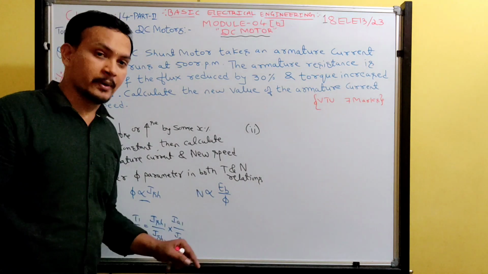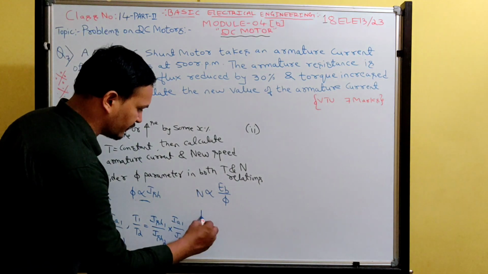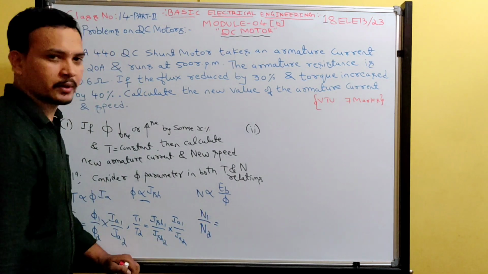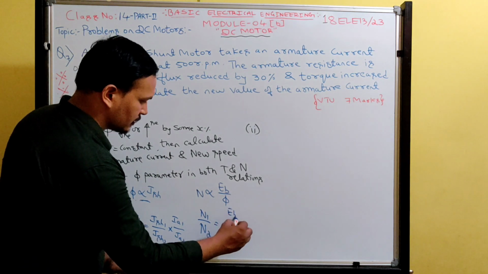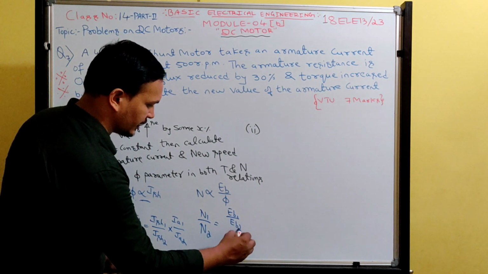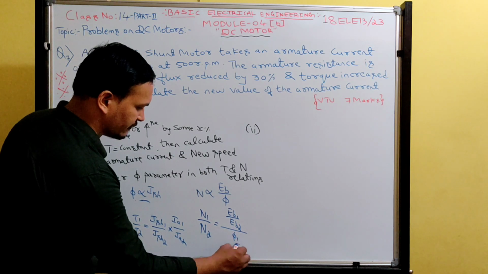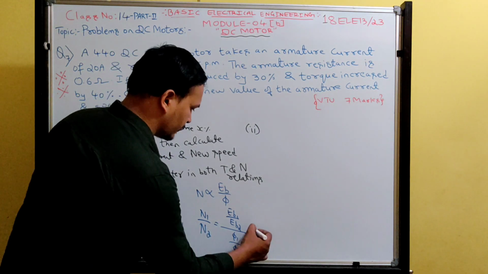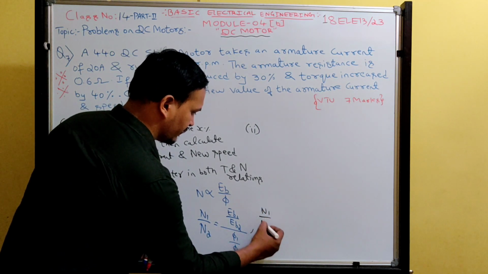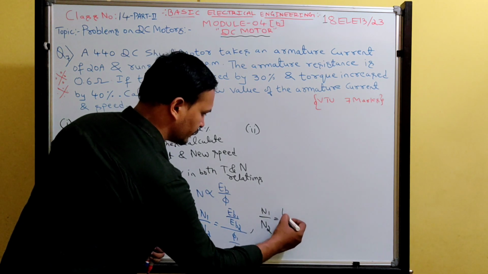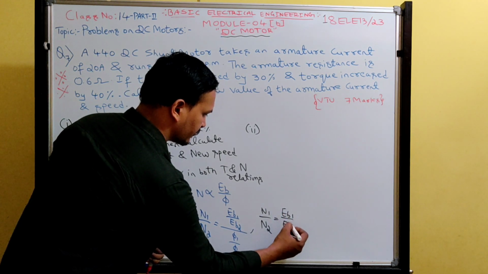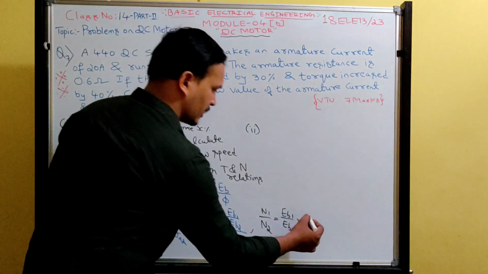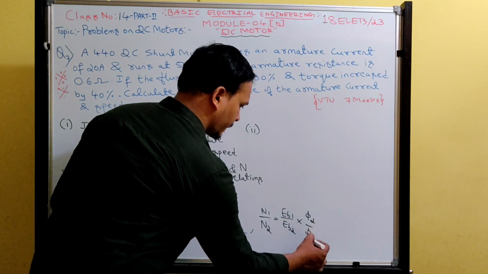Then how to find the new speed? Two cases are there. In the first case, there will be some speed N1, and in the second case, speed N2. So Eb1 divided by Eb2, all divided by phi 1 by phi 2. Further, if I simplify that, we can write N1 by N2 is equal to Eb1 by Eb2 multiplied by, taking this to the top side, phi 2 by phi 1.